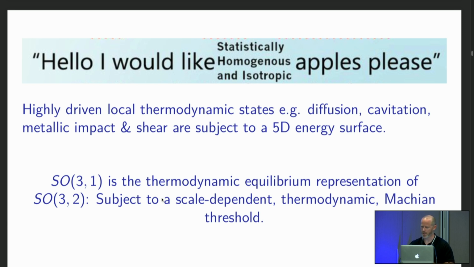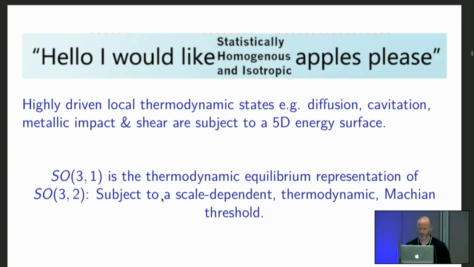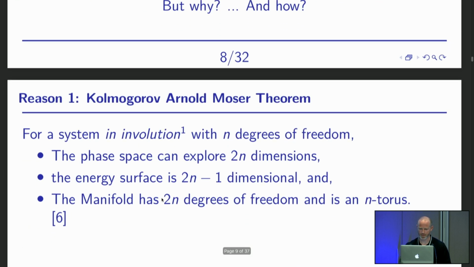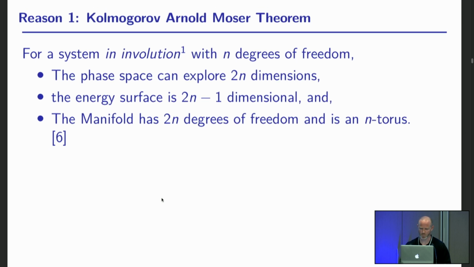SO3-1 is the thermodynamic equilibrium representation of SO3-2, the de Sitter space. And it's subject to a scale-dependent thermodynamic Machian threshold. That might sound very scary, and I'm going to do my best to explain why. But firstly, 2 reasons why it's a 5-dimensional energy surface. But also, before I get into the first one, consider that a superconducting model is SO5. So if you're an electron and you're a condensate electron, you live on a 5-dimensional manifold. Okay.